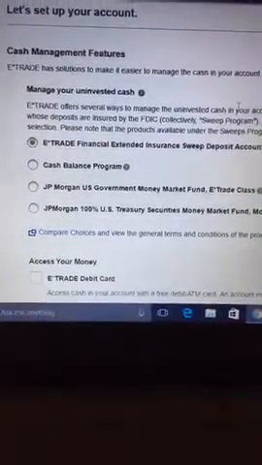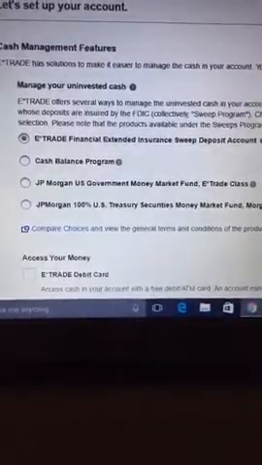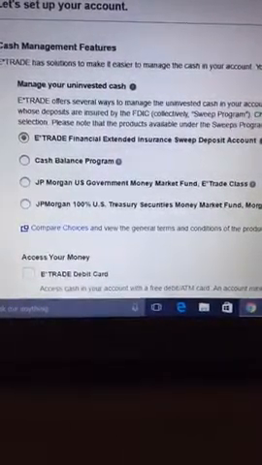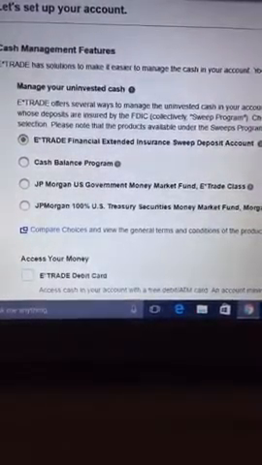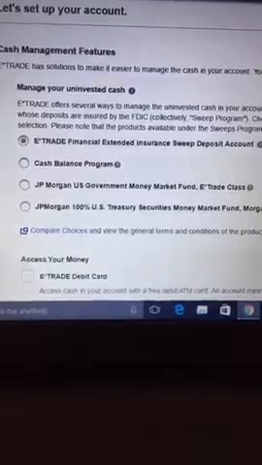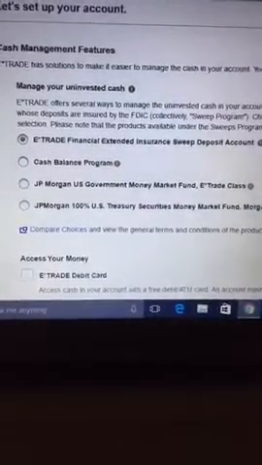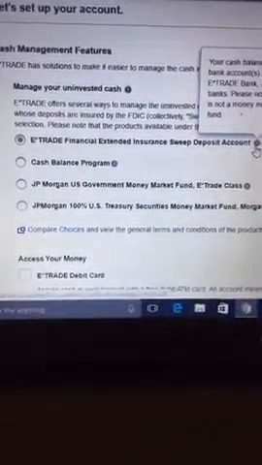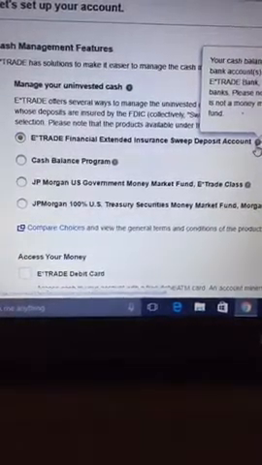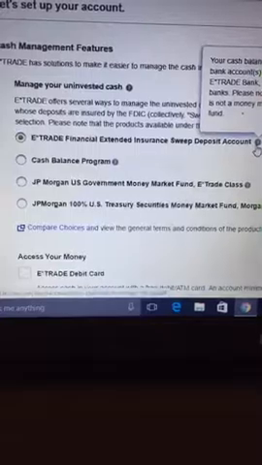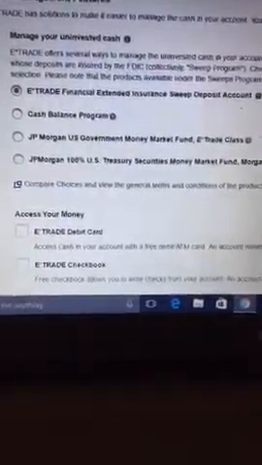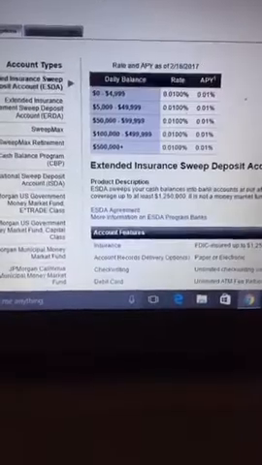So, manage your uninvested cash. Each trade offers several ways to manage the uninvested cash. You can select the automatic transfer cash, money market product, or money account, which deposit is FDIC insured. Choose the following option. Click the continue button. I don't know what these are, honestly. Let's compare the choices.